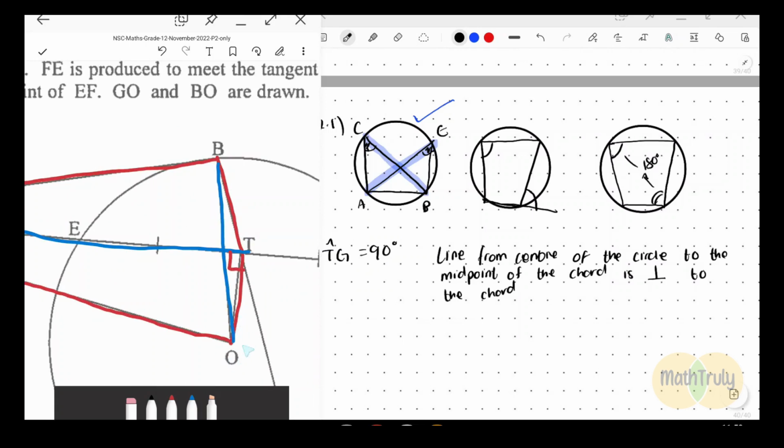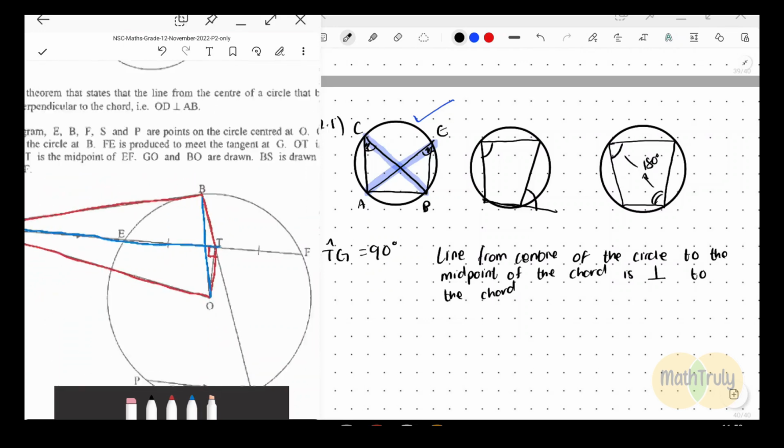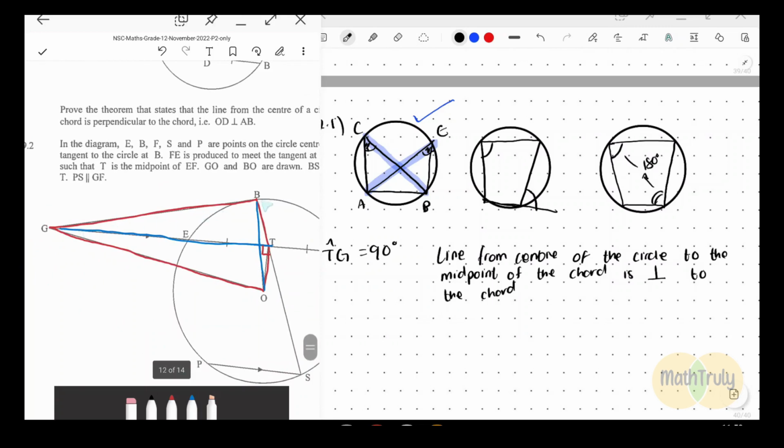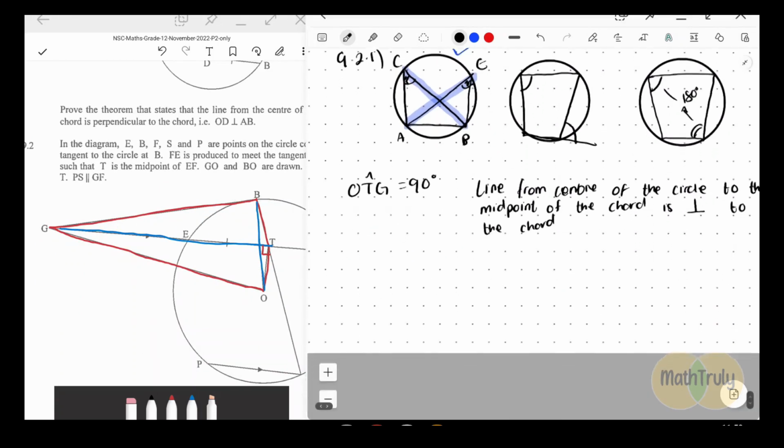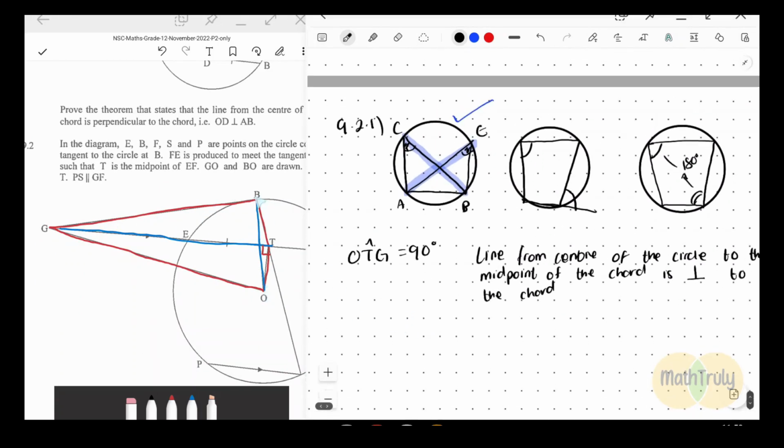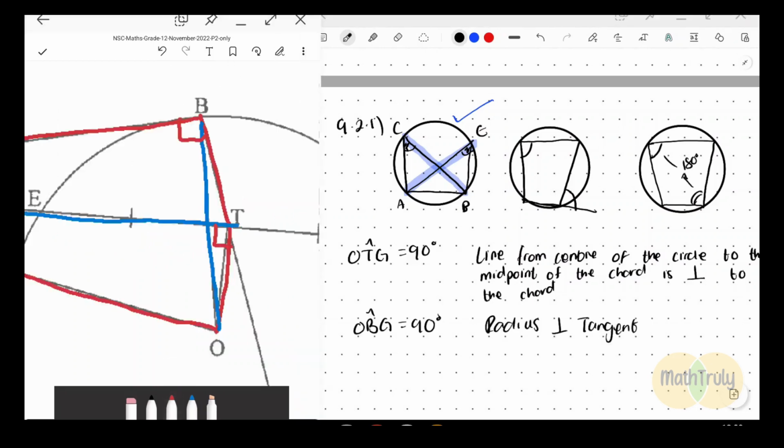Well, remember that OB is a radius because it's going from the center to the circumference. And also remember that GB is a tangent. So it would mean that OB is perpendicular to GB. And because of that, it would mean that the angle OBG is also 90 degrees.